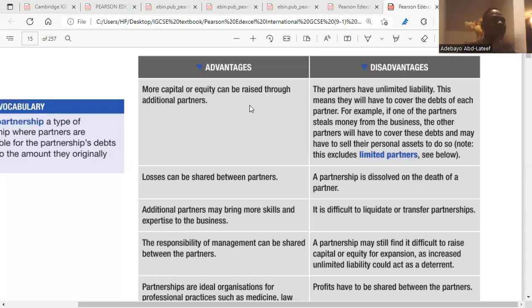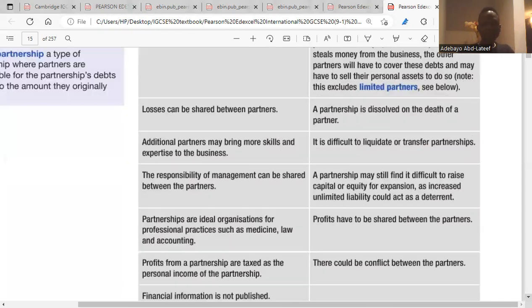But when you invite a partner to join your business, the partner is coming with capital, with money. So you can raise additional capital with a new partner. Is it not an advantage? Because you have more capital to run the business. Second, losses can be shared between partners. As a sole trader, all your losses are your own burden. Nobody shares it with you. But when you have a partner, whenever the business is going at a loss, it will be shared among partners. Is it clear?